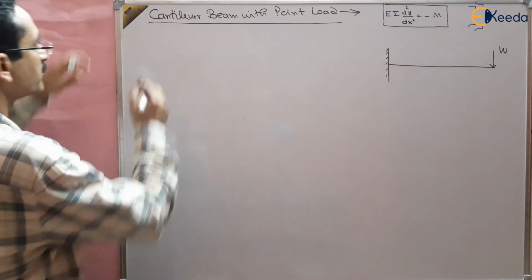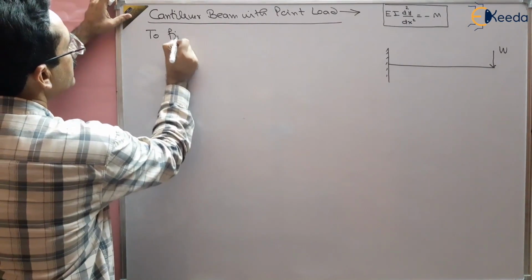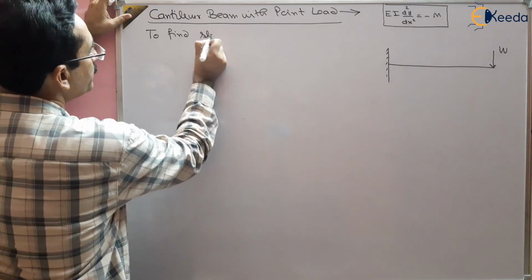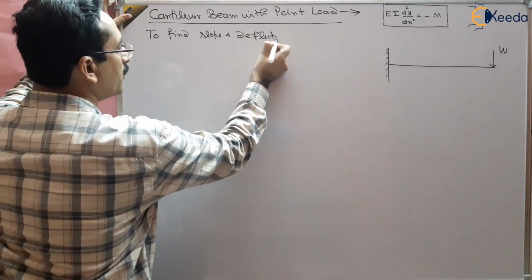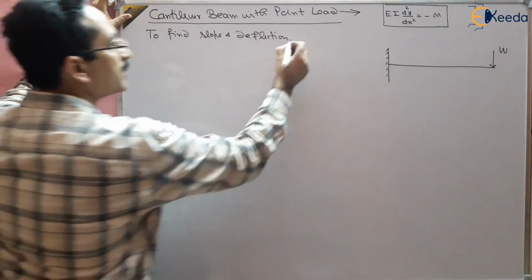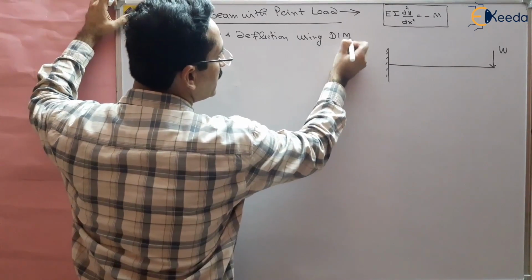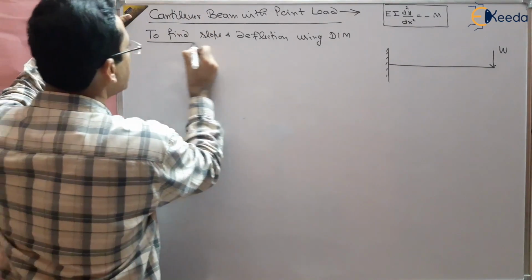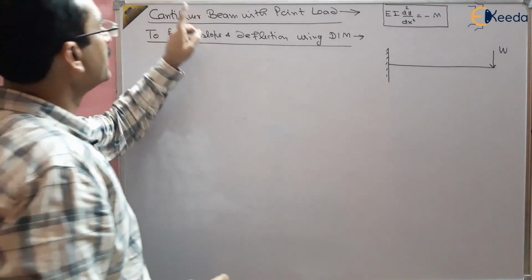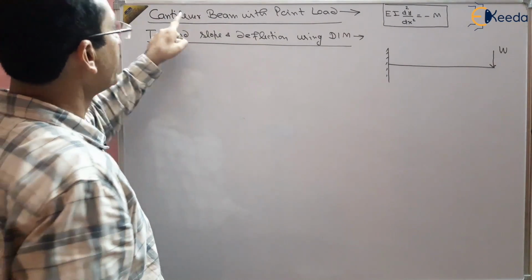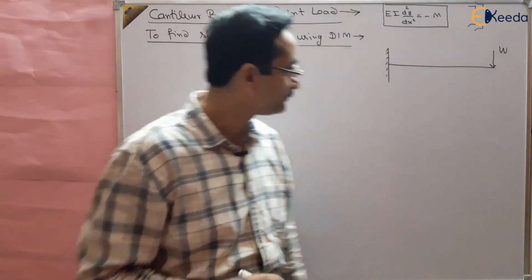So basically we have to find out the slope and deflection of this beam using double integration method. I am writing in short, DIM means double integration method. So using double integration method, we want to find out the slope and deflection of a cantilever beam where there is a point load at the free end, right?